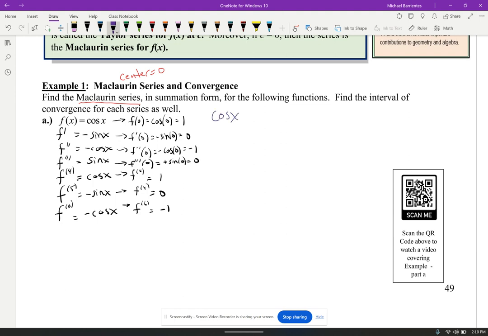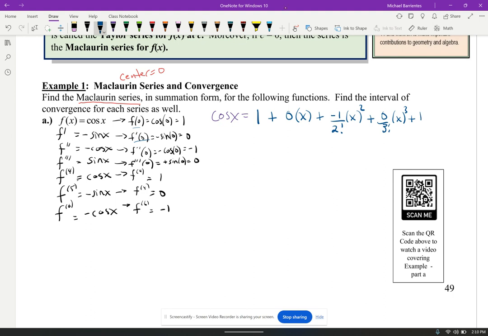Cosine x is equal to f of 0, which is 1, plus f prime of 0 times x minus my center, but my center is 0, so really that's just x, plus f double prime, which is negative 1, divided by 2 factorial times x minus 0 squared, plus 0 over 3 factorial times x to the third, plus positive 1.